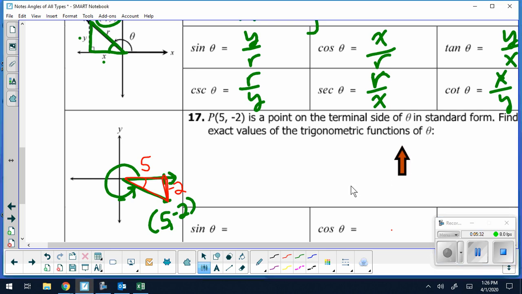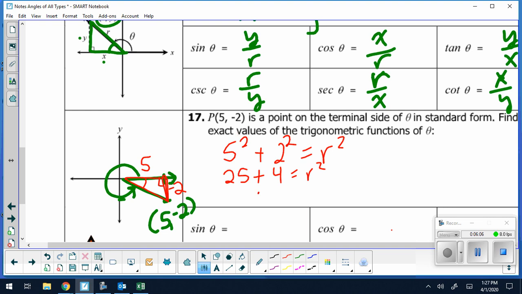Now, the thing I don't know, which I'm going to need, is the radius. Or I'm sorry, the hypotenuse. Let's call it the hypotenuse because I'm dealing with a right triangle here, and that's my right angle right there. All right, so to find my hypotenuse, I'm going to do 5 squared. I'm going to ignore the negative for this because I'm just doing my distance. So I get 25 plus 4 equals r squared.